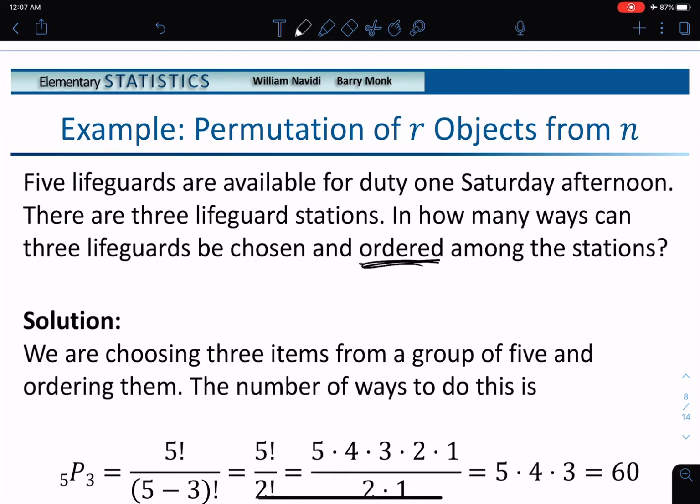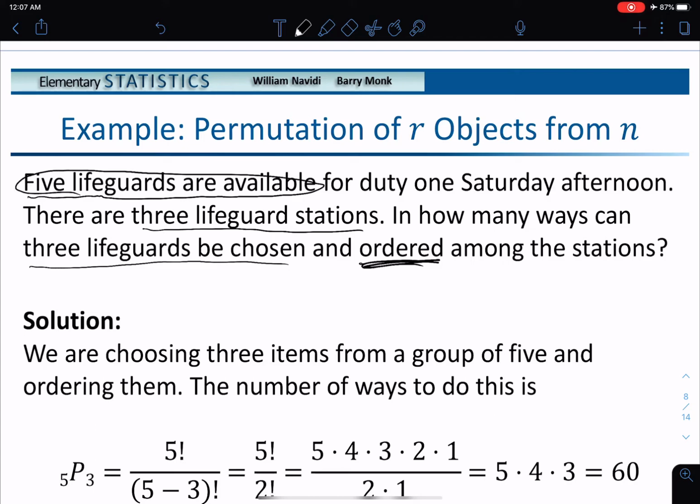But order does matter here because what do we have? There are 3 lifeguard stations. In how many ways can 3 lifeguards be chosen? There are 5 lifeguards total, right? There are 5 lifeguards available for duty. In how many ways can 3 lifeguards be chosen for these 3 lifeguard stations?